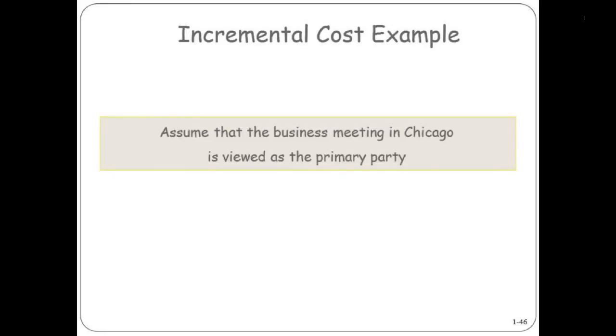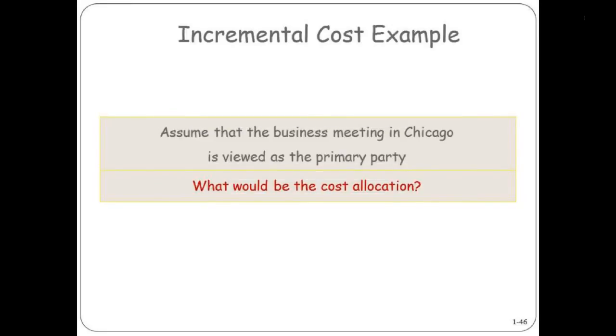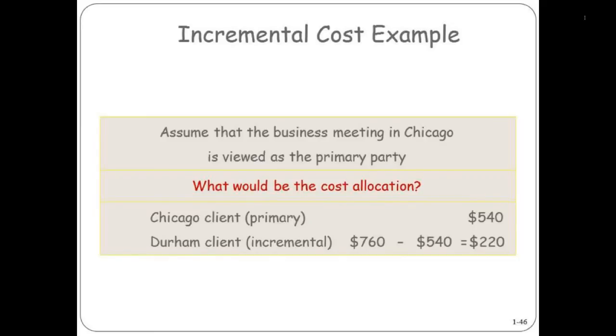That's the standalone method. The incremental method says, we were going to Chicago. We just threw North Carolina into the trip because it wasn't going to cost nearly as much money. So you would allocate 540, the entire amount, that Chicago should pay. And then North Carolina, Durham would only pay what's left over, 220. That's the incremental method. So this method works when it's clear that you have a priority department or a priority user, whatever that might be, and the others are just going there for the ride.